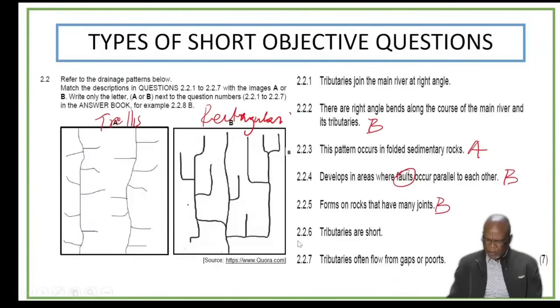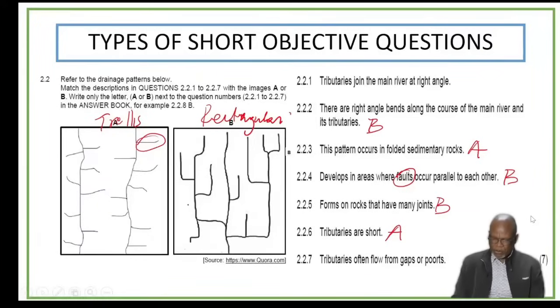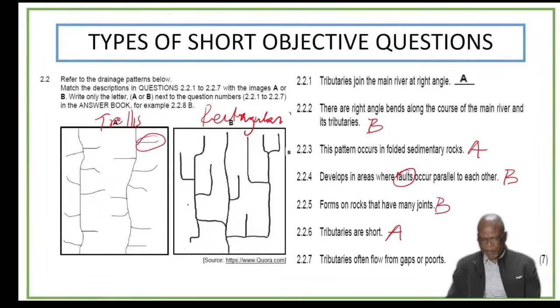Tributaries are short, so your tributaries here are your short tributaries. So this will be your A, your trellis pattern. Tributaries often flow from gaps or pores. So if the tributaries are joining from gaps or pores, it will form on this trellis pattern.